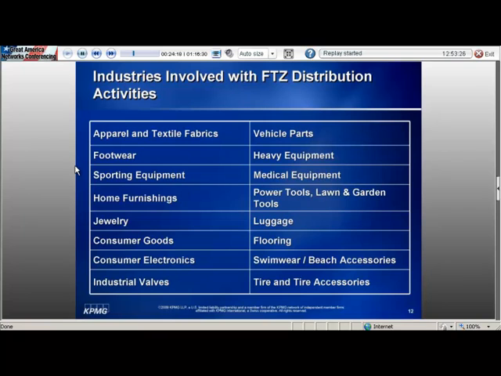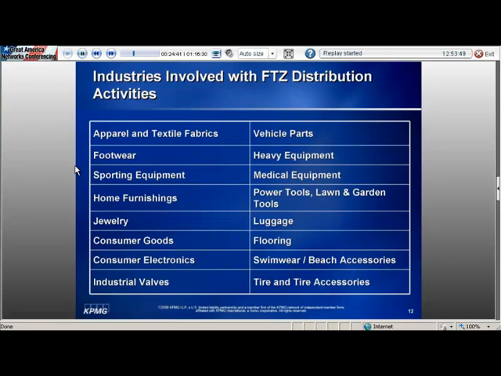So in addition to apparel and textile products that are imported into FTZ distribution companies, there are a number of other industries that, if you look at the Foreign Trade Zones Board list of foreign trade zone subzones for distribution, a lot of companies in these industries are currently taking advantage of FTZ benefits today.